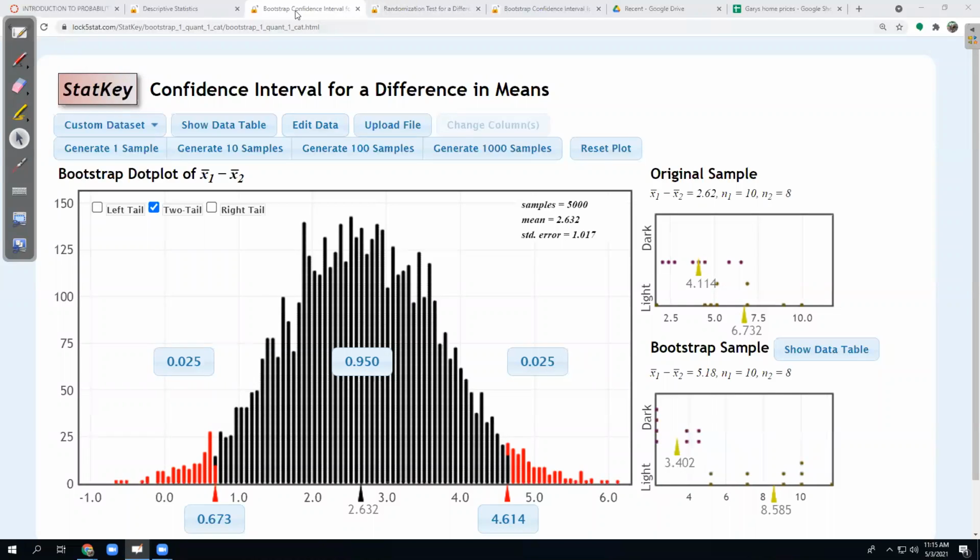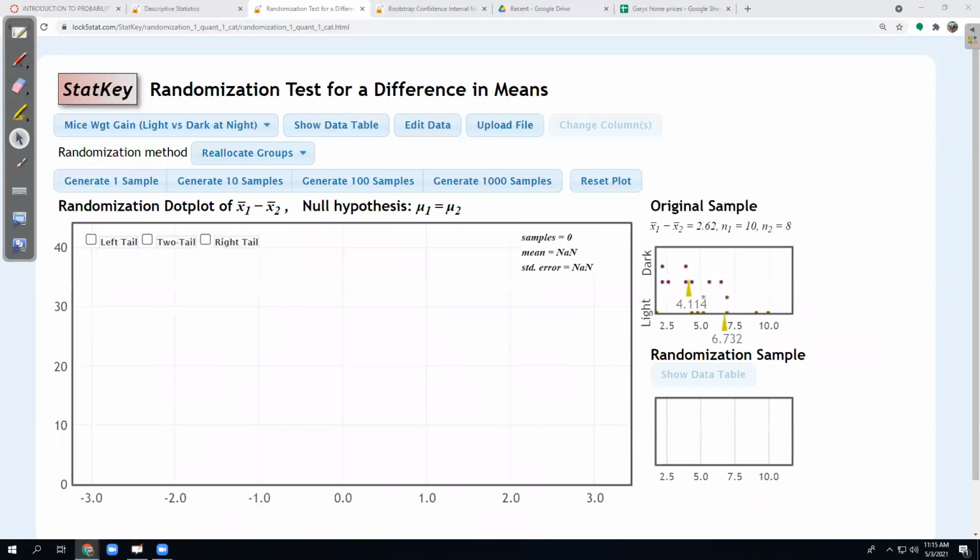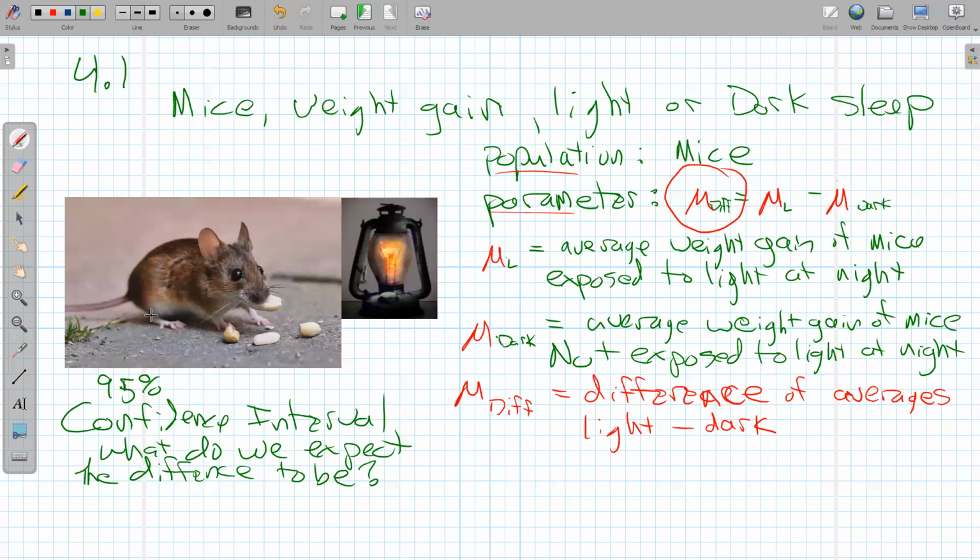Pull that off the side for a minute so I can put in my notes. So we expect the difference, in interval notation, to be 0.673 low up to 4.614 is my 95% confidence interval.